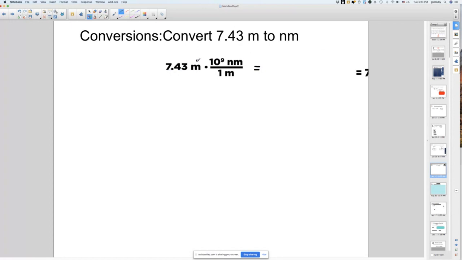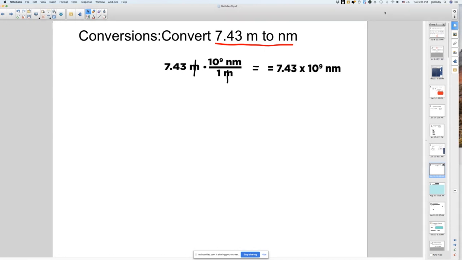You notice what happens to the units. The meters cancel off, and therefore what's left is 7.43 times 10 to the 9 nanometers. So basically without knowing it, we've done the conversion, 7.43 meters to nanometers, and it turns out to be 7.43 times 10 to the 9 nanometers. So this is how you do conversions. We're going to do a couple examples here.